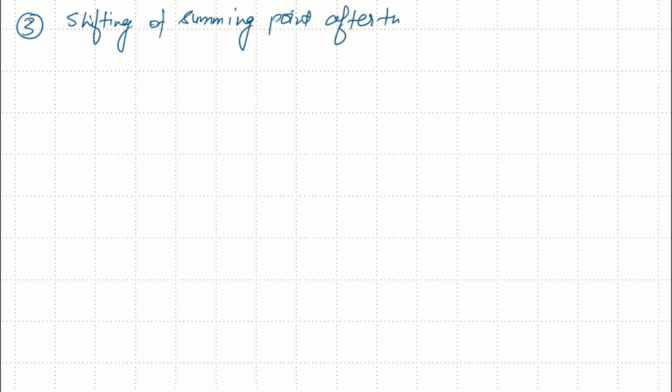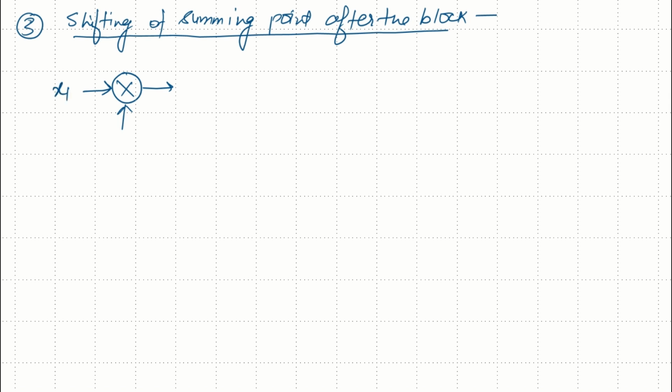Now the third rule for block diagram reduction is shifting of the summing point after the block. So, shifting of the summing element or summing point after the block. In this case we have a summing element before the block. Suppose there are 2 signals X1 and X2, and both the signals are added, and we have a block here with the gain G1.